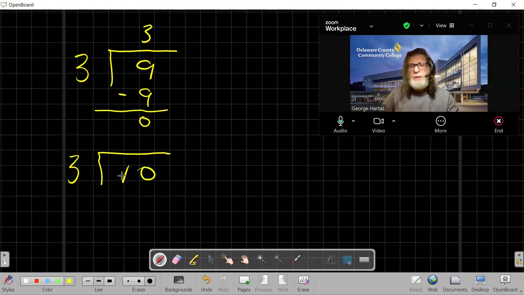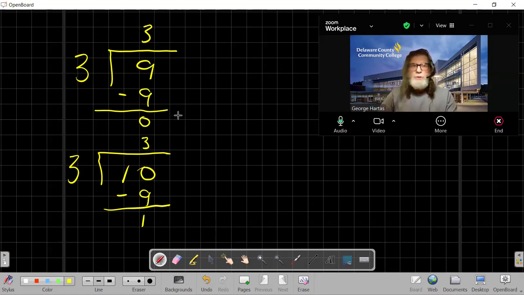Now let's look at another example down here. Let's see if 10 is divisible by 3. Well, 3 goes into 10 3 times. 3 times 3 is 9. We subtract, but we have a remainder of 1. See that? So 10 is not divisible by 3. And the reason is we have a remainder other than 0. So that's the key. The remainder must be 0. So keep that in mind for divisibility.